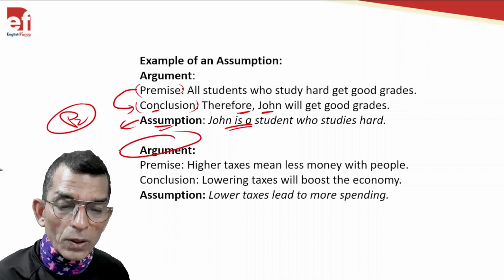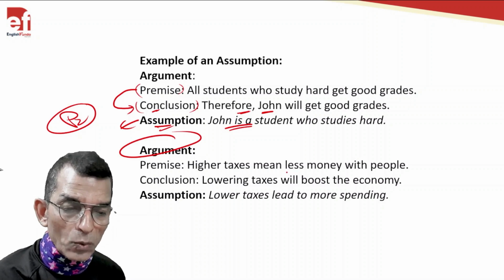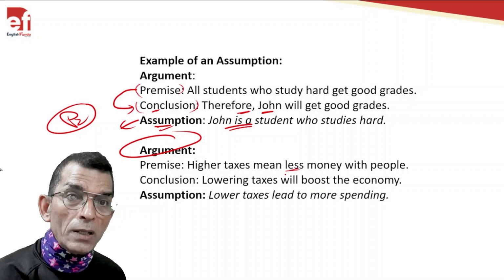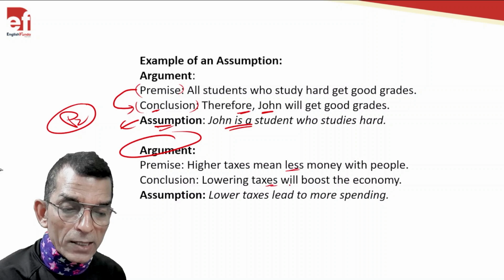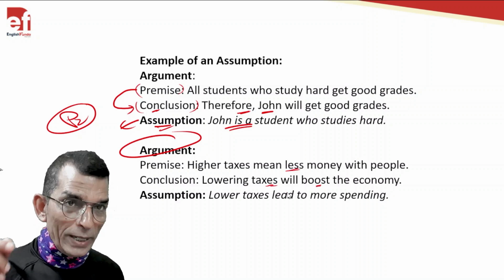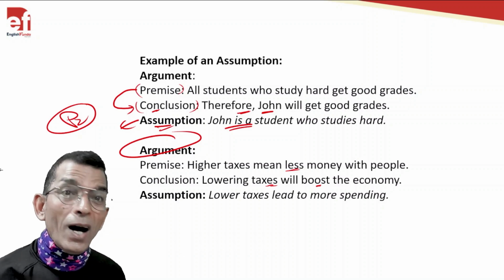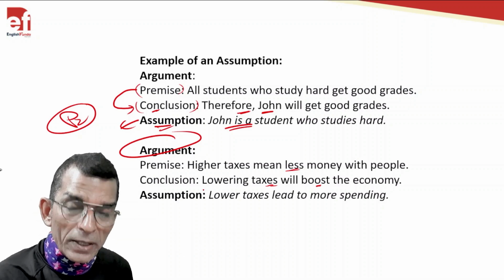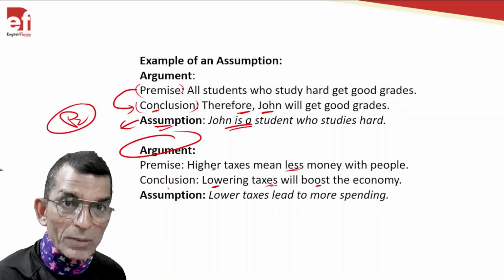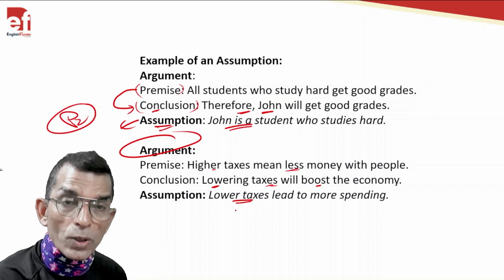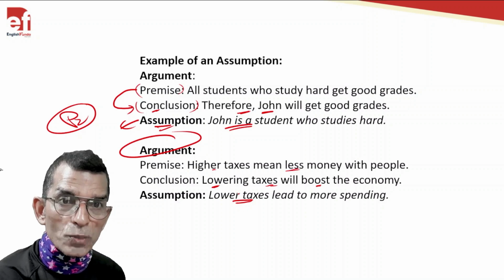The same thing for argument number two. Okay, check now. Higher taxes mean less money with people. Well, okay, now lowering taxes will boost the economy. So what is it going to do? How will it boost the economy? So what it actually says is, if you consider the relationship between the two, the given premise and the conclusion, you will see that this also should have been mentioned, but it is not mentioned. But this must be true for the conclusion to be true.